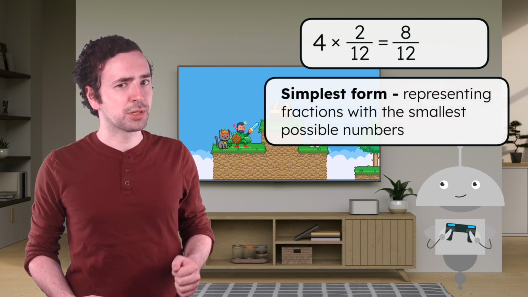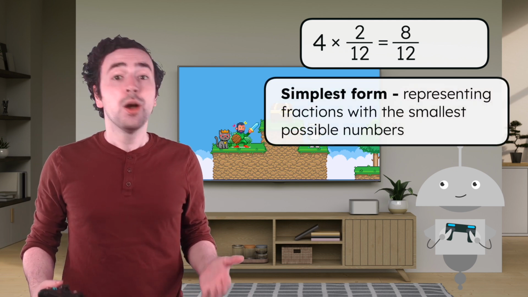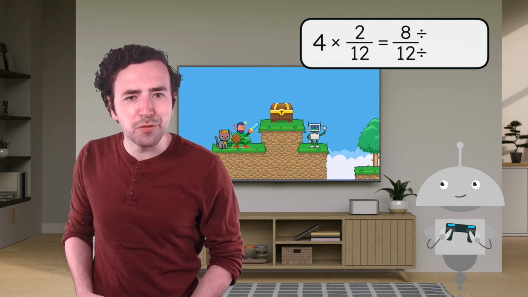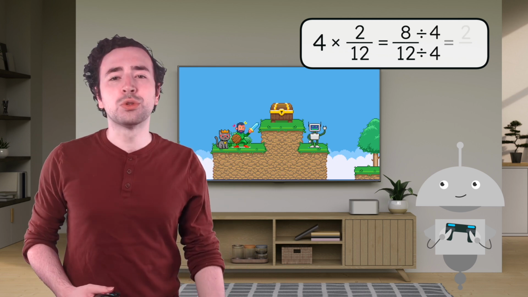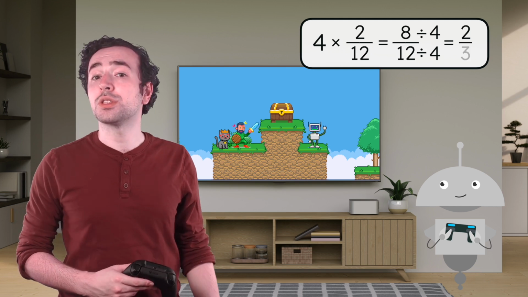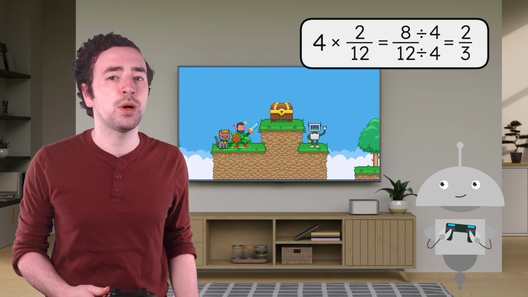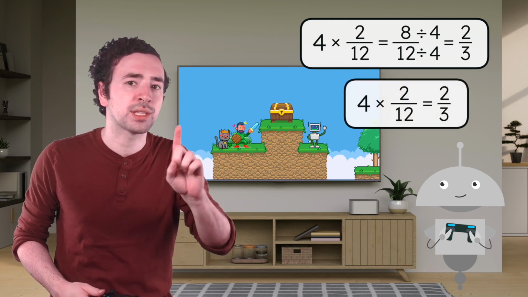But is that in simplest form? Nope. What can we divide both 8 and 12 by to simplify? 4. 8 divided by 4 equals 2, and 12 divided by 4 equals 3, so 4 times 2/12 equals 2/3 in simplest form.